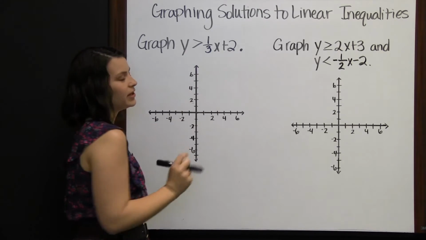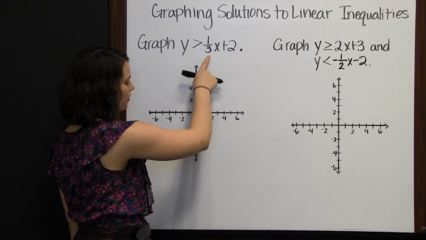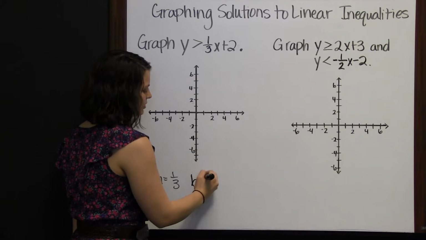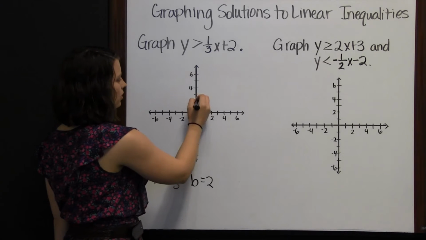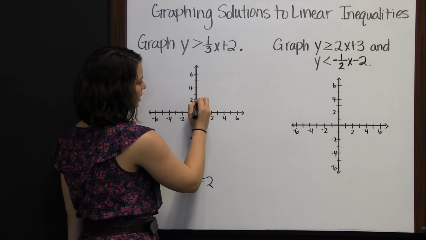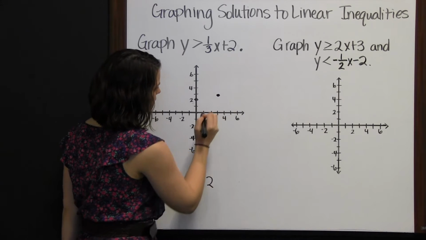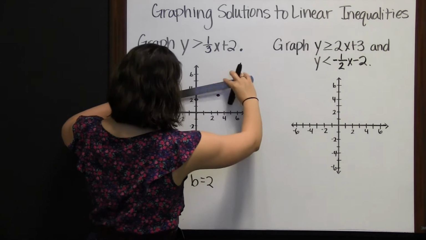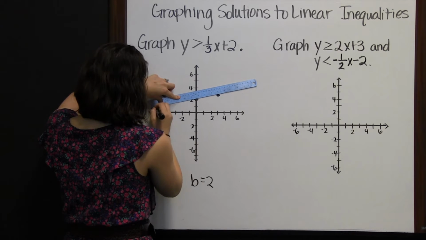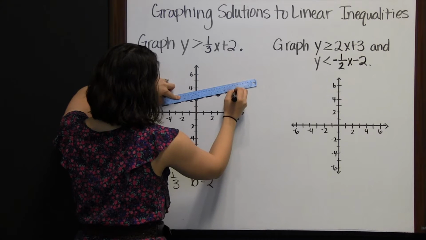This is in slope-intercept form. y equals mx plus b. So our slope is 1/3. And our y-intercept is 2. So we're going to start with our y-intercept at 2, and then use our slope to find our next point. Rise 1, run 1, 2, 3. And then we'll draw our dashed line connecting our 2 points.